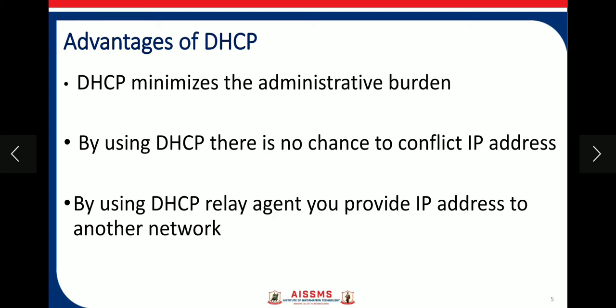By using DHCP, there is no chance of IP address conflict. With manual or static configuration, the person may give the same IP address, and at that time a conflict may occur. But with DHCP, there is no chance of conflict, because DHCP assigns a different IP address to each machine. By using a DHCP relay agent, you can provide IP addresses to another network.